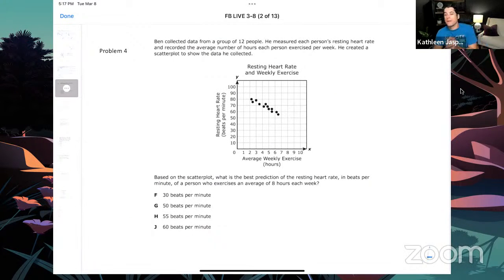All right, this one, I picked this one for a reason. Ben collected data from a group of 12 people. He measured each person's resting heart rate and recorded the average number of hours each person exercised each week. He created a scatter plot to show the data he collected. Here's our scatter plot. Based on the scatter plot, what is the best prediction of the resting heart rate in beats per minute of a person who exercises on average 8 hours a week?